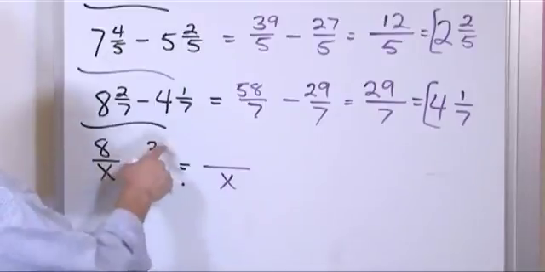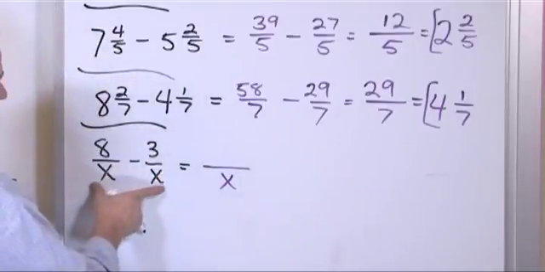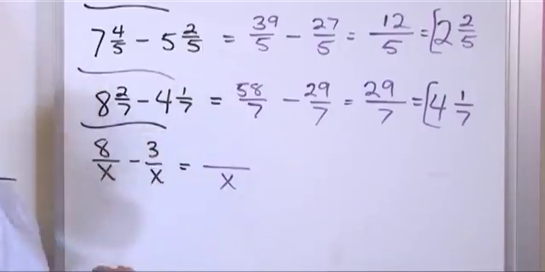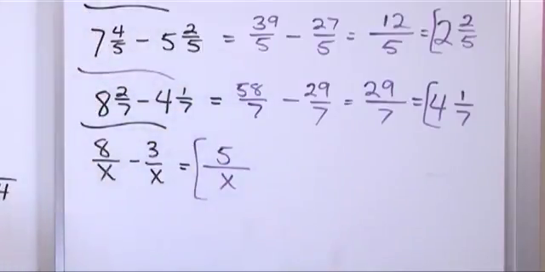If it were 8 over 4 and 3 over 4, the denominator would be 4. Here, the denominator is just x in both cases, so the denominator of the answer will be x. All right, so on the top, 8 minus 3, we just do the subtraction. It's going to give me 5. See how easy that is, 5 over x, right?